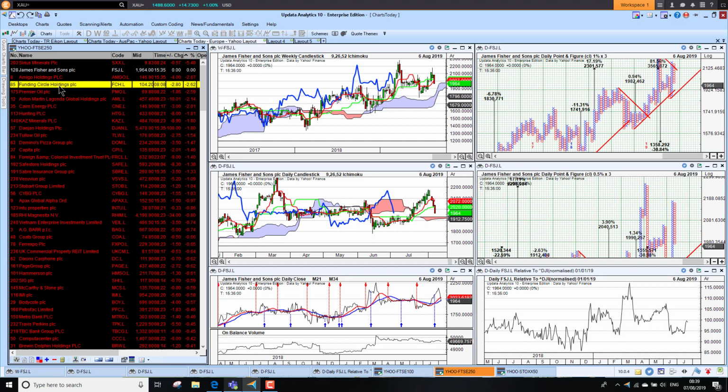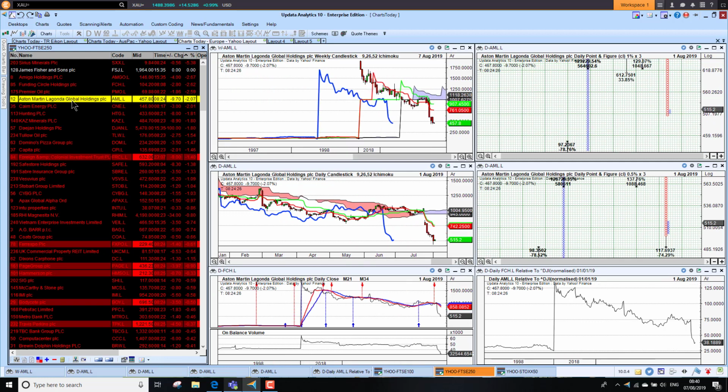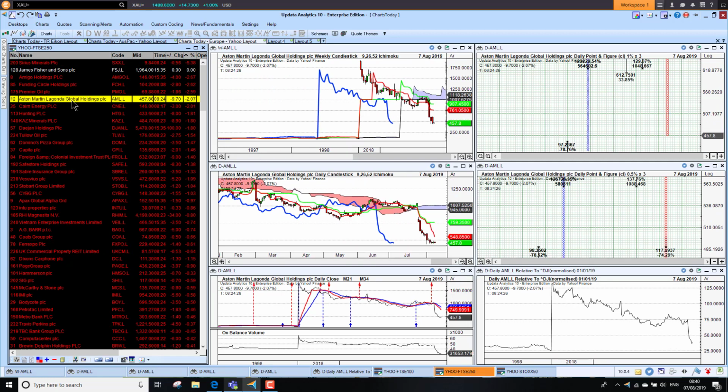Funding Circle, their woes continue. Their chart just hitting new lows this morning, underperforming the market by 70% so far this year. As are Aston Martin, they're down a further 2% this morning. That chart looking pretty terrible as well.